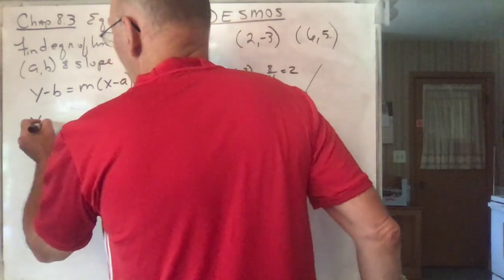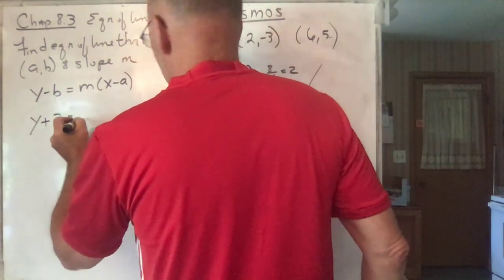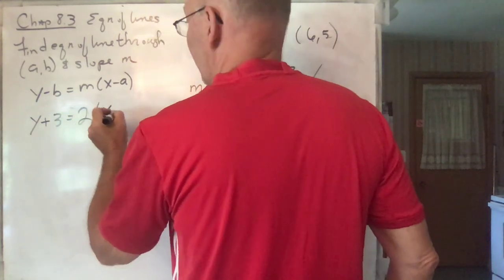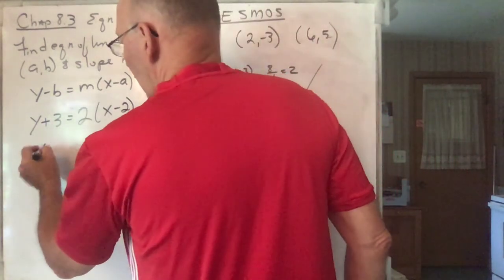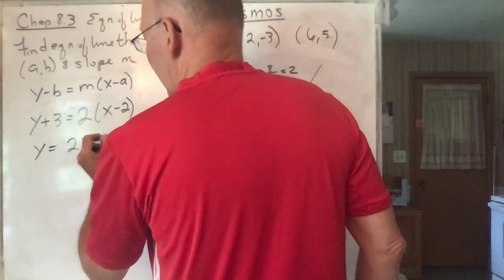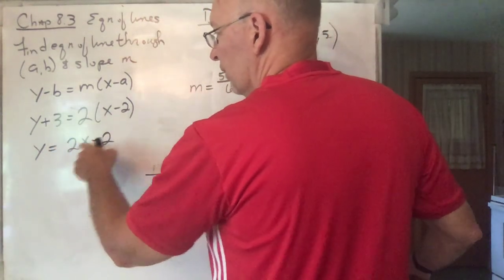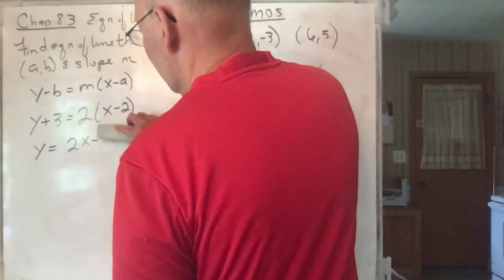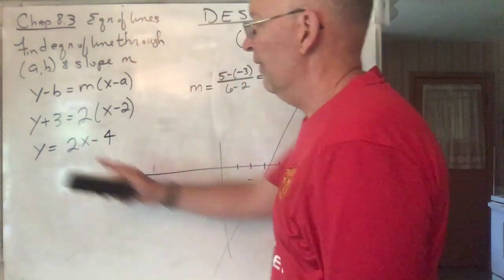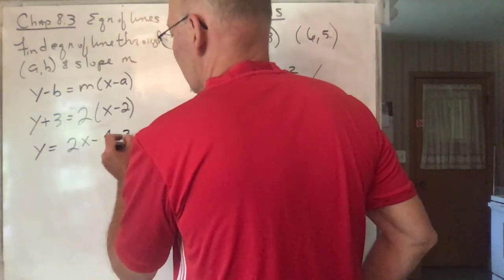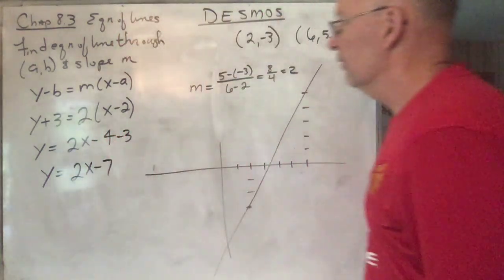So now I can go y minus a negative 3, that's going to be y plus 3, is equal to the slope, which is 2, times x minus 2. If I solve that for y, I'm going to do 2 steps in one. I'm going to multiply this out. I got to do it right though. It's going to go 2x minus 4. And then I'm also going to subtract 3 from both sides. So here we get y is equal to 2x minus 7. So there's the equation of the line.